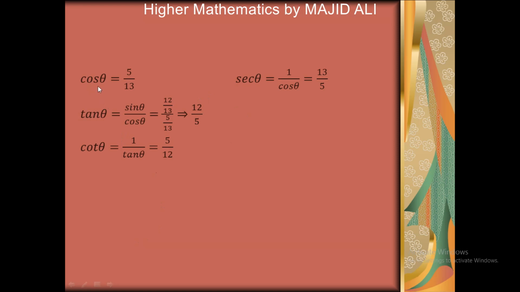So here is the value of cos, that 5 over 13. The reciprocal of the value of cos is equal to secant. It is 5 over 13, then this value is 13 over 5.